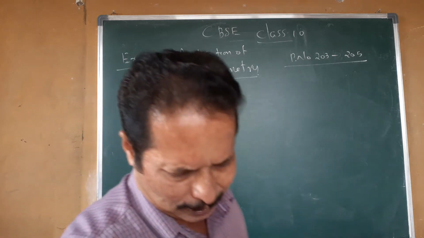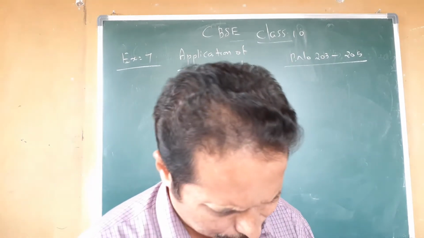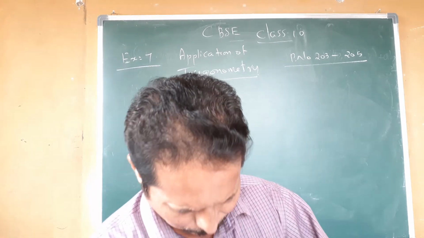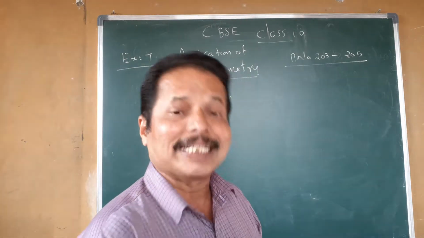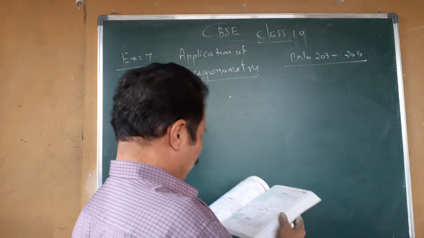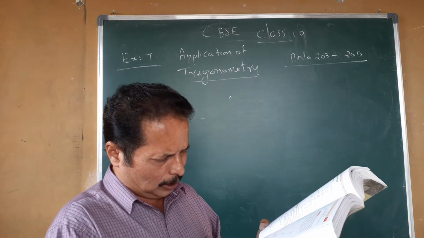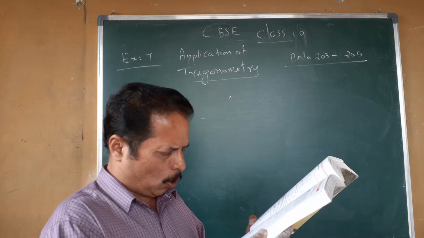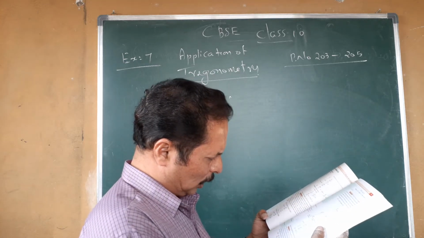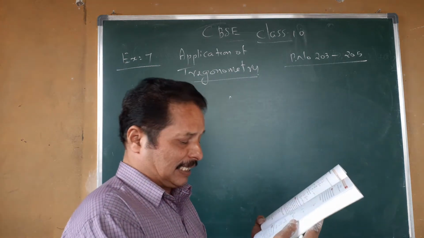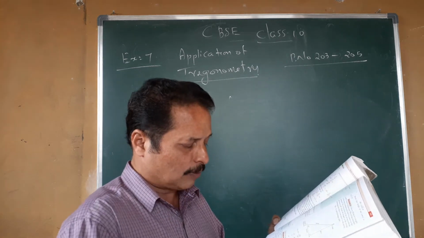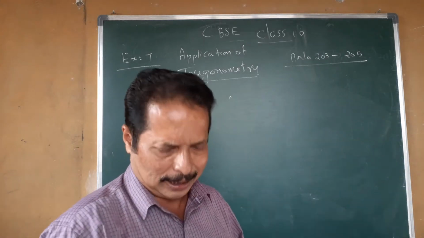The same page. Example number 6 in the same page. A 1.5 meter tall boy is standing at some distance from a 30 meter tall building. The angle of elevation from his eyes to the top of the building increases from 30 degree to 60 degree as he walks towards the building. That means, look here once again.